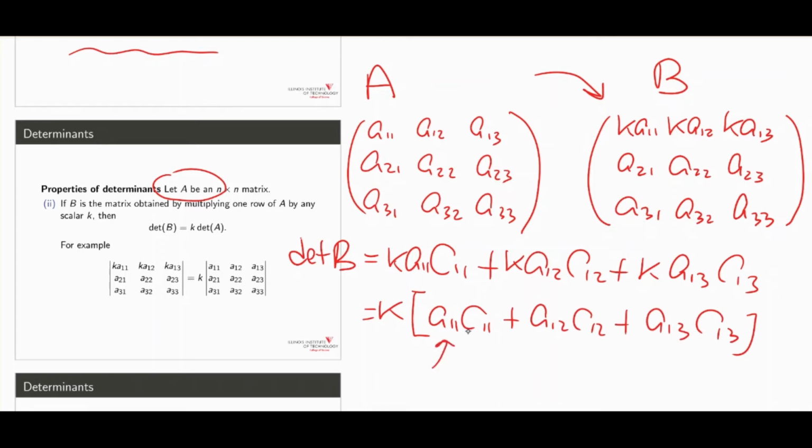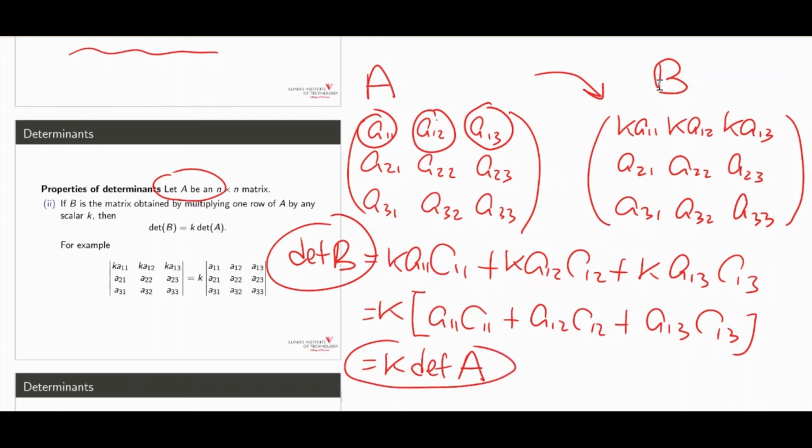So you have A11 C11 plus A12 C12, and then A13 C13. So this right here is precisely the cofactor expansion for the matrix A. So you have the determinant of B is equal to K times the determinant of A. And you can see the cofactor expansion that you perform is along a particular row. So if you look at this part right here, the consequence of it is that you can factor out the constant K if your constant K is in a single row. Okay, so that explains why we have this particular property here.